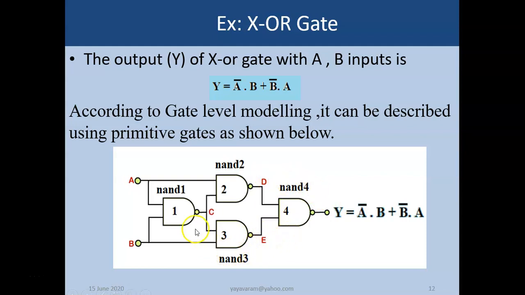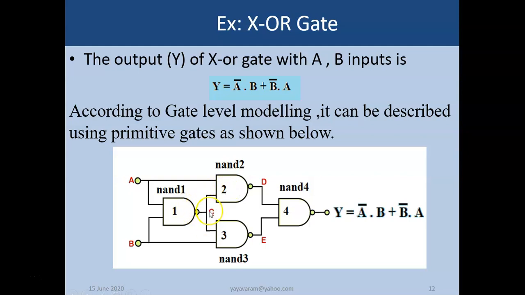Here you should remember one interesting thing. When you consider the NAND 1 gate, we have directly inputs A and B. But when you consider NAND 2 and 3, the output of NAND 1 is given to NAND 2. Output of NAND 1 is given to NAND 3. So this is an interconnection here. They are represented by wire. When we discuss the data types of Verilog, we'll discuss this in detail. But at present, you can easily understand this is an interconnection.